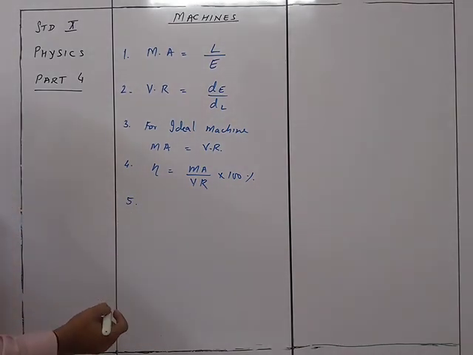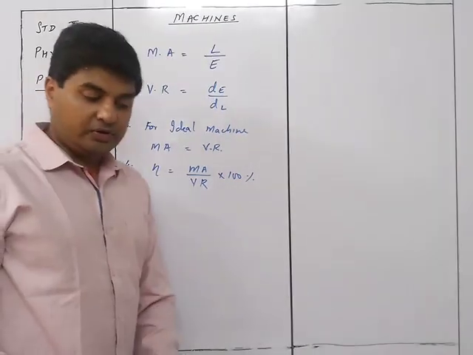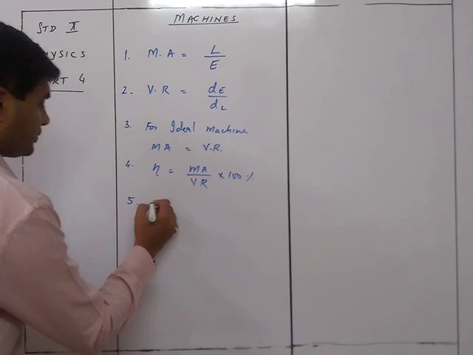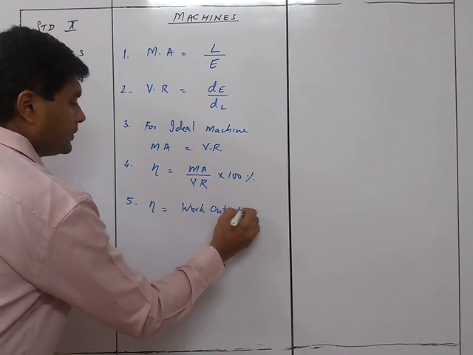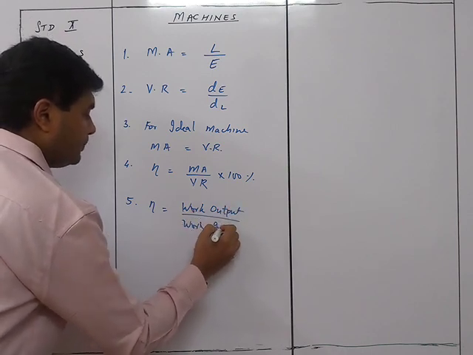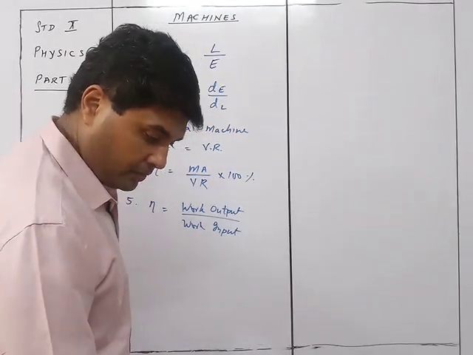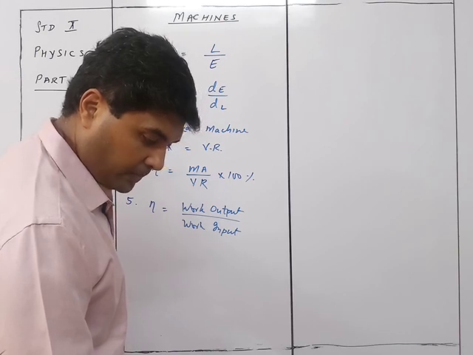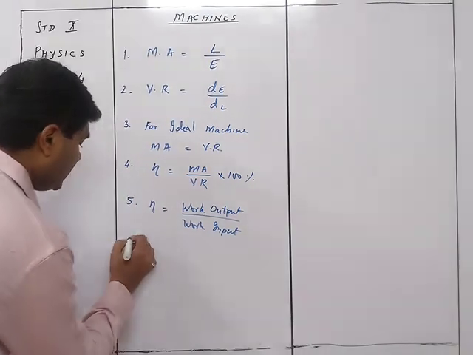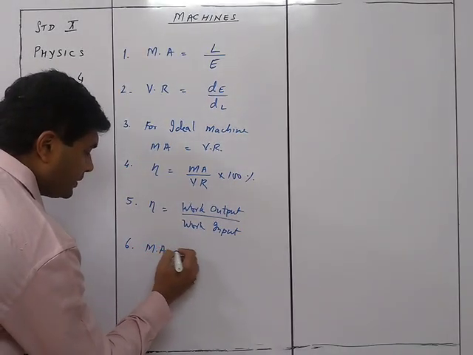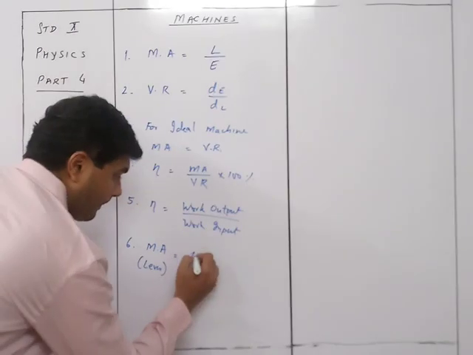The fifth one, in case of the lever: efficiency is equal to work output upon work input. That's another formula which we'll be using. This was one part for the lever. Then the next one, for the lever, MA for lever is equal to effort arm upon load arm.